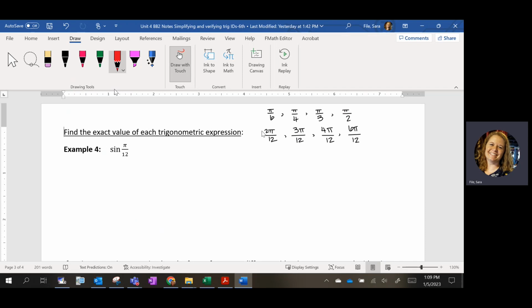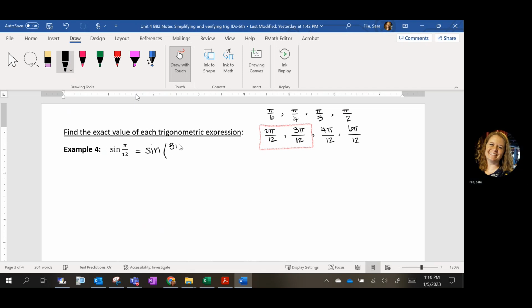Y'all just want to do the first two? Okay, so I'm going to use these two angles. That's going to become that U and V. Okay, so I'm going to rewrite this as sine. And now it does matter what order I write them if it's a difference. If it's a sum, it doesn't matter. But this is a difference, so I need the 3 pi 12ths minus 2 pi 12ths.